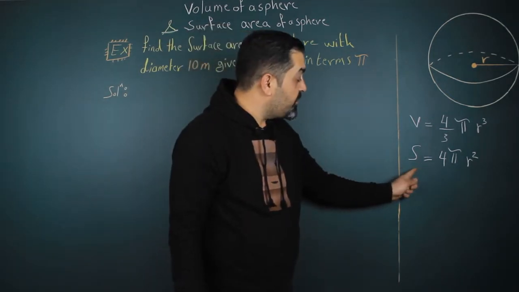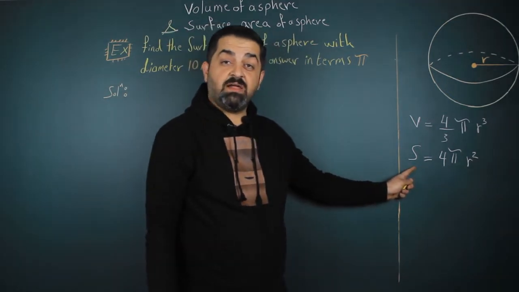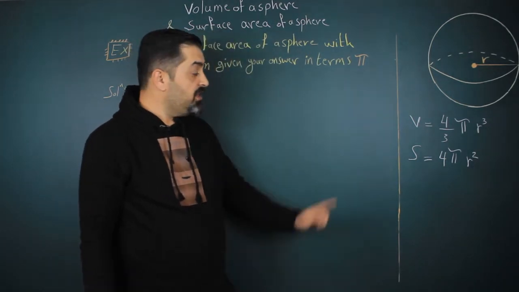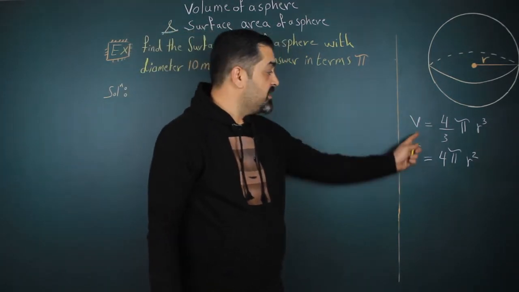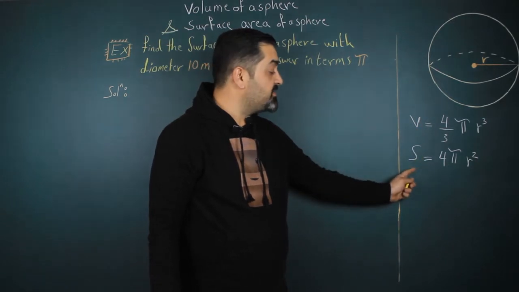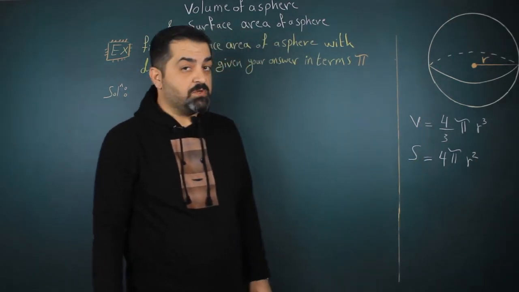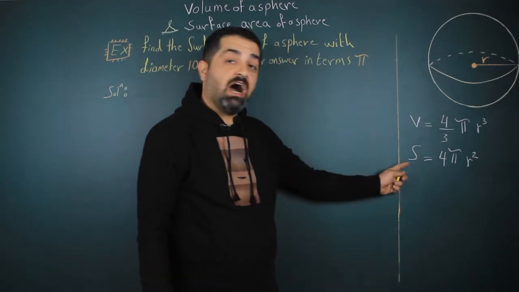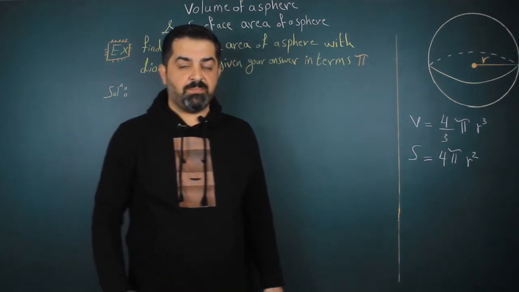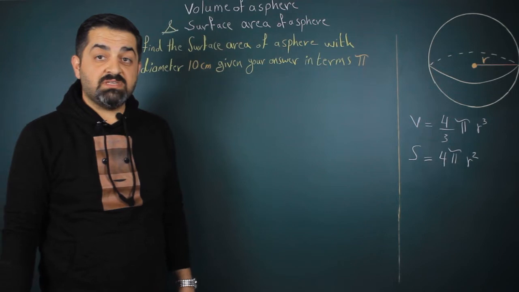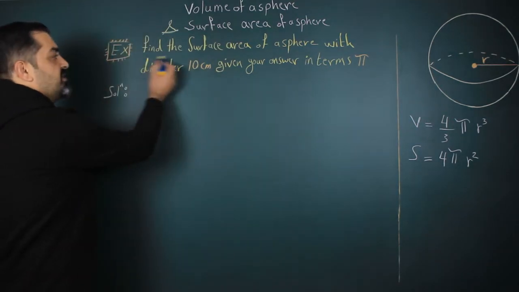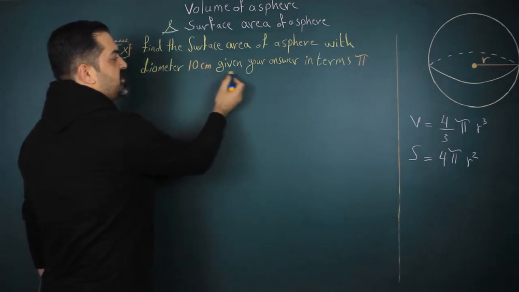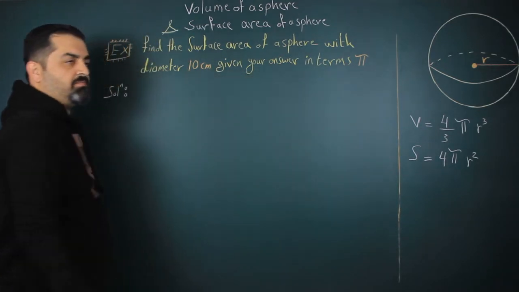So this is the formula of surface area of a sphere that you need to know. If you know this formula, the volume of a sphere and the surface area of a sphere, you should be fine. And you also need to know how to use them. Let's start with this example. Find the surface area of a sphere with diameter 10 cm, giving your answer in terms of pi.